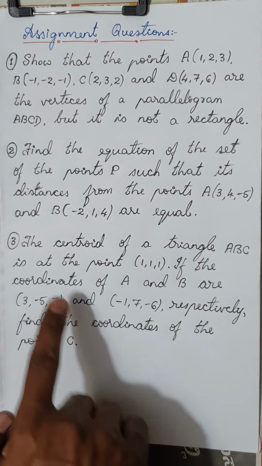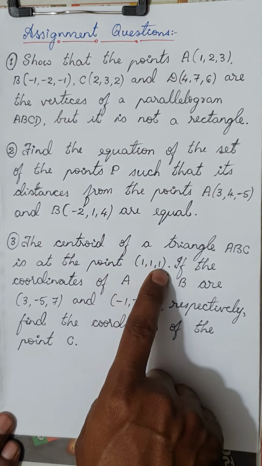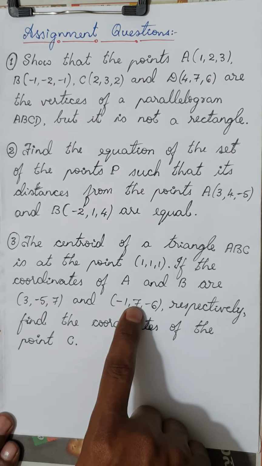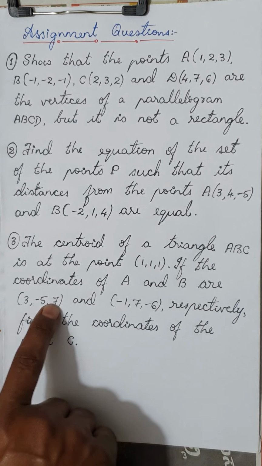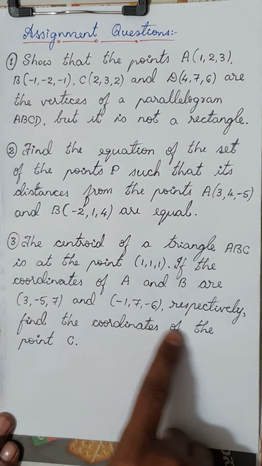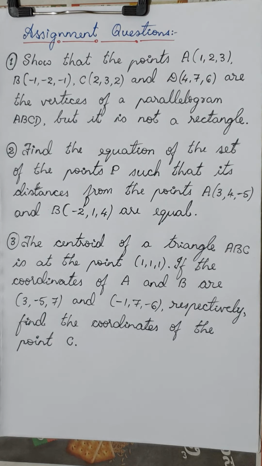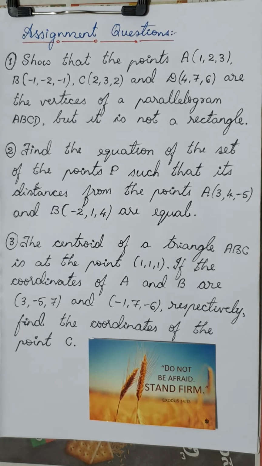Going on to the third question: the centroid of the triangle ABC is at the point (1, 1, 1). If the coordinates of A and B are (3, -5, 7) and (-1, 7, -6) respectively, that is, this is the point A and point B, find the coordinates of the point C. Here we will be using the centroid formula G, which is (x1 plus x2 plus x3) by 3 and so on.